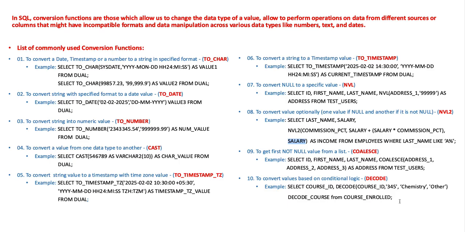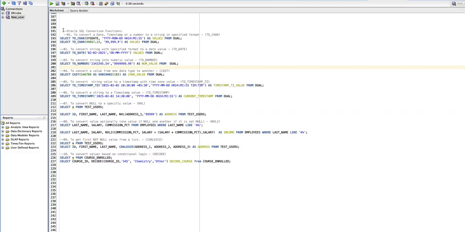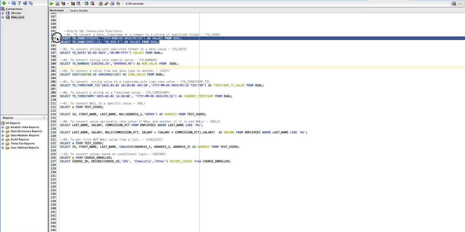Let me run those examples in our Oracle Developer window and observe the result. This is the Oracle Developer window where I am going to run those conversion function examples. First one is TO_CHAR. I have 2 examples here. First example is the system date. I am going to convert the system date into this format. And second one, I have given a numeric value, and I am going to convert this numerical value into a string value. Let me run these 2 examples.